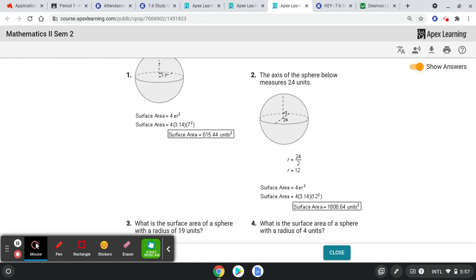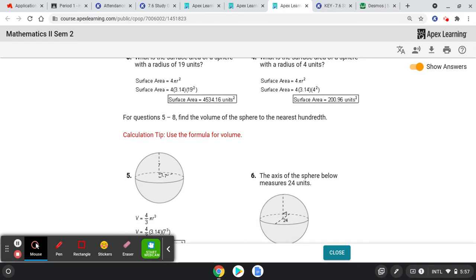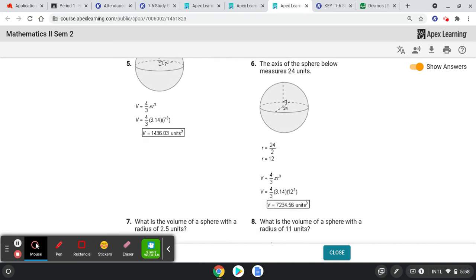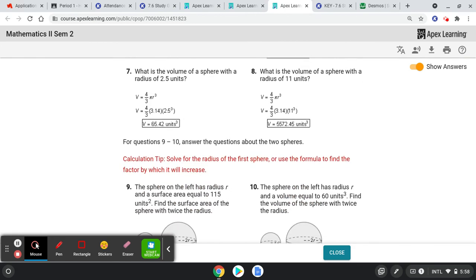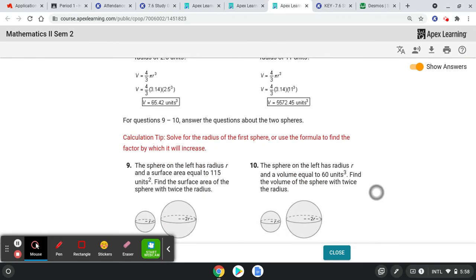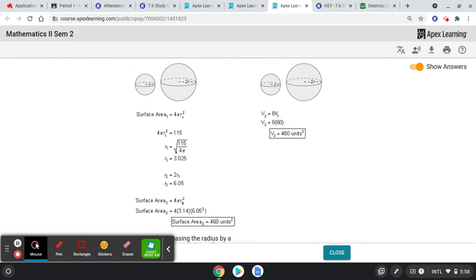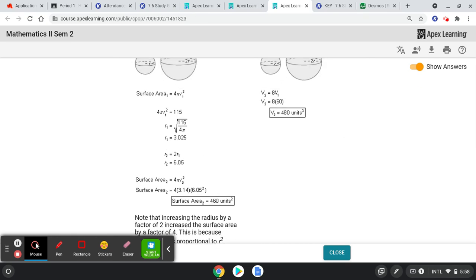Okay, now I want to go look at the apex answers. Right here on the key that I'm going to attach, it's not only giving you the pi answers over in my answer key, but I've got the approximate answers here: 615.44 units squared, 1808.64 units squared, 4534.16 units squared, 200.96 units squared, then the volumes multiplied out. So if you multiply by the 3.14, it's what you get. And then here comes the ones we just did. With full answer key for you to go ahead and double check.